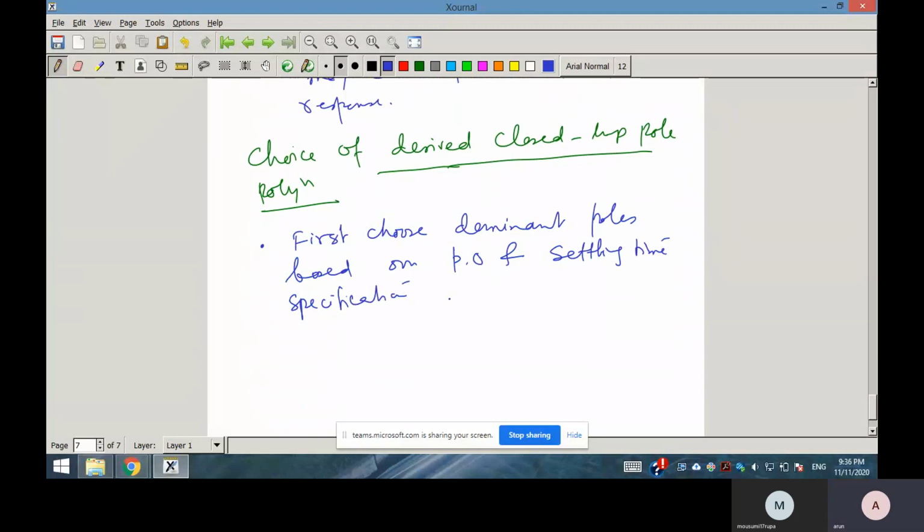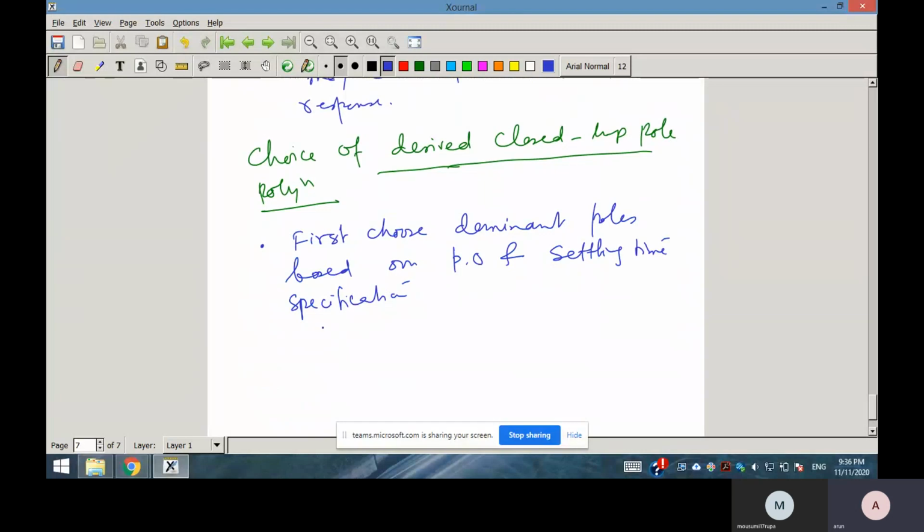Even phase margin, based on the phase margin specification, you can also choose, because phase margin is directly related to peak overshoot. Similarly, settling time or rise time is related to your gain crossover frequency. So here the frequency response specification also can be met. But this time response specification can directly be met.